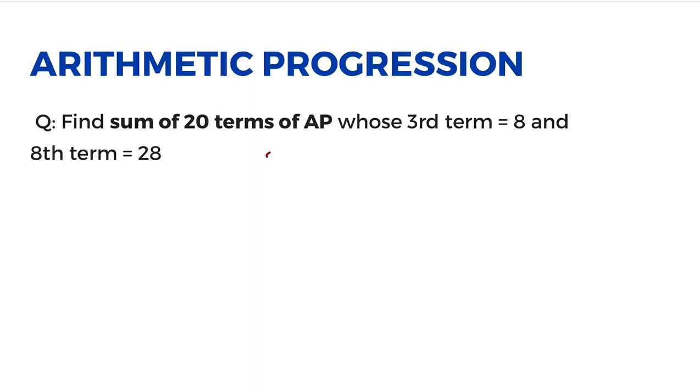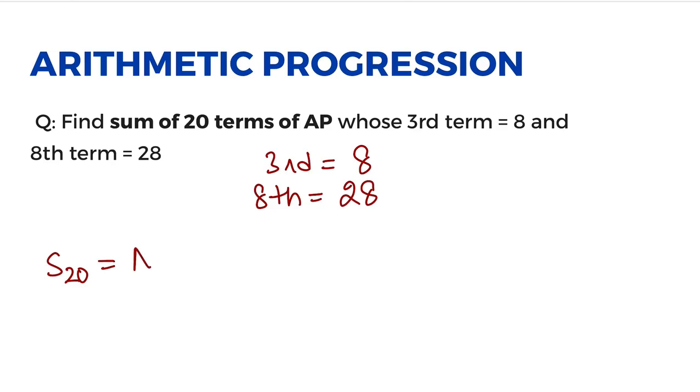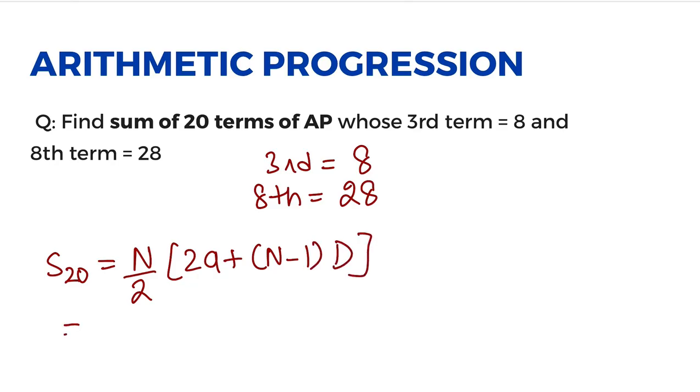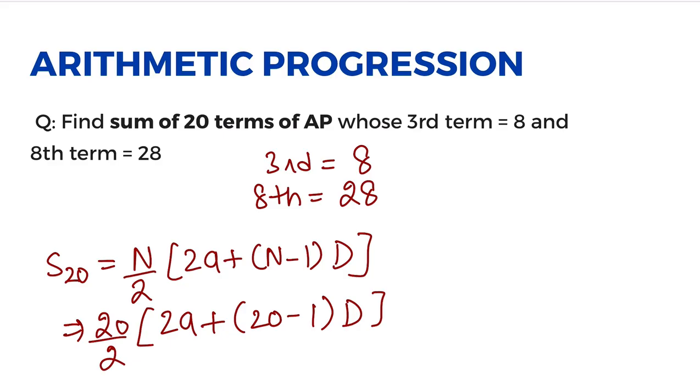Now moving on, how to use this formula. The third term of an arithmetic progression is given to you, that is 8, and the eighth term is given to you, that is 28. First thing, find me the sum of the first 20 terms. So we know that n by 2, 2a plus n minus 1 into d. We have to find this. We know n is 20, so 20 by 2, 2a plus 20 minus 1 into d. Now what do we need to find? We don't have a, we don't have d. So we need to find the value of a and d. Correct? From where can we get it? We can get a and d from these.